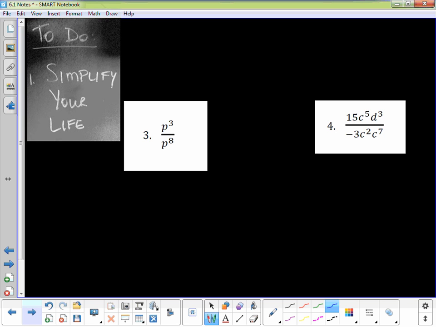In number 3, I have p to the third power over p to the 8th power. So I need to think about where my extra p's are. I'm subtracting my powers. 8 minus 3 is equal to 5, but where are those extra 5? I have more in the bottom. I have p to the 8th power in the bottom. So I'm going to have the extra 5 left over in the bottom. This is all going to go away. That's going to be a 5. So it looks like 1 over p to the 5th power.